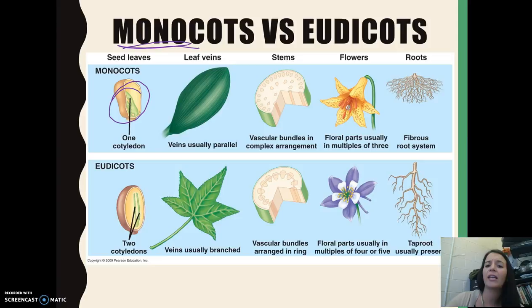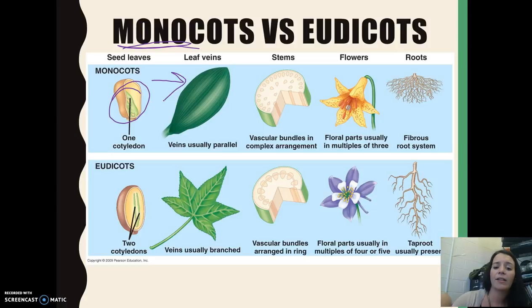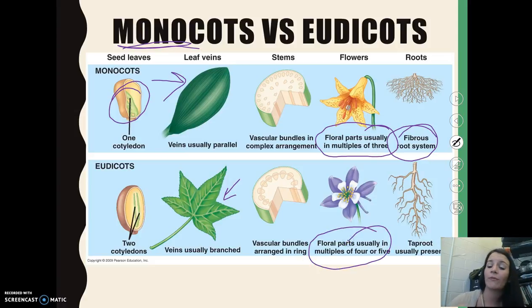They also have some key characteristics. Monocots have leaves with veins that look parallel. They have vascular bundles in a complex arrangement. Really important to note, their floral parts are in multiples of 3, and they have a fibrous root system. Now, eudicots, on the other hand, have branched veins, like you see here. Their vascular bundles are in a ring. This time, though, the floral parts are in multiples of 4 or 5, and they have a taproot.